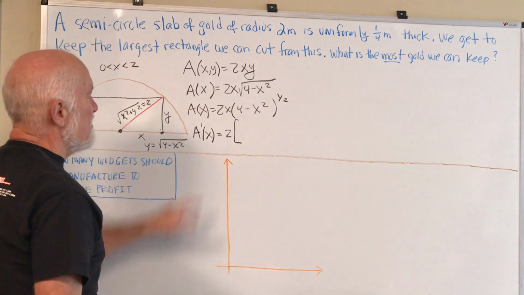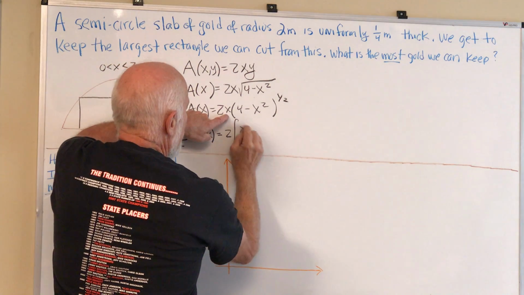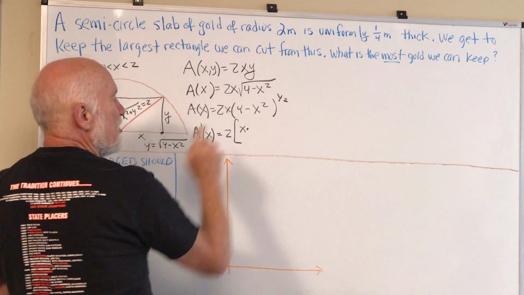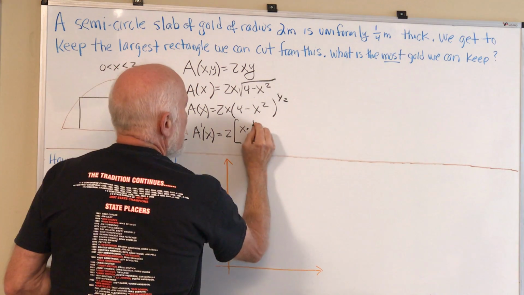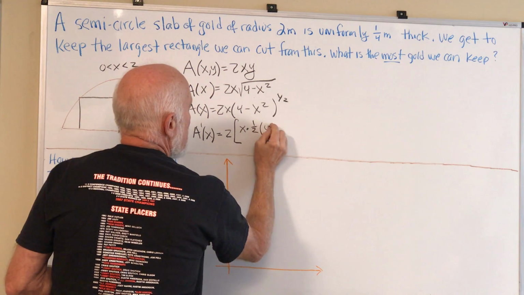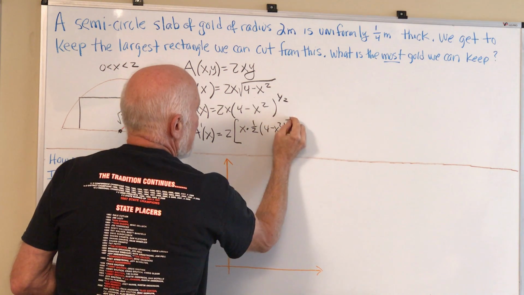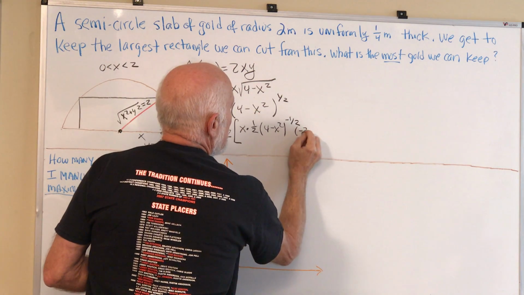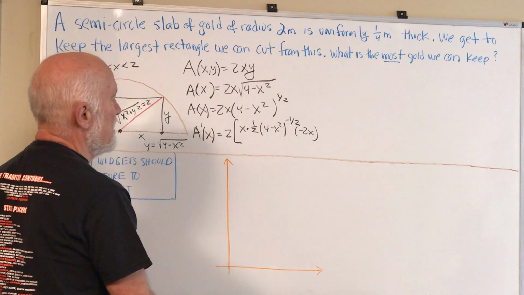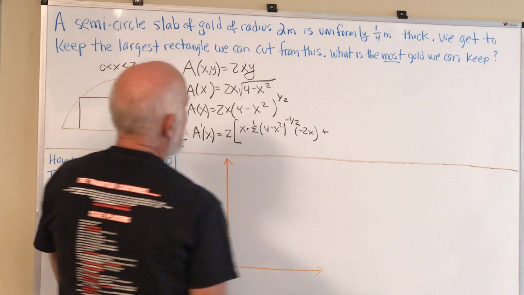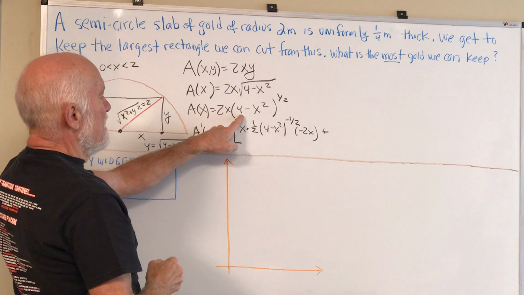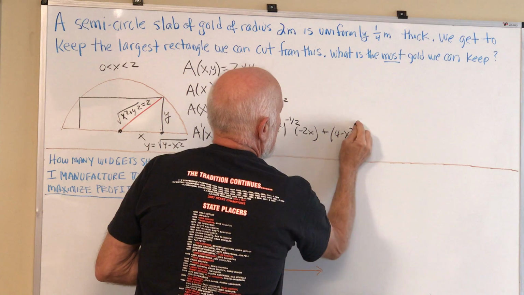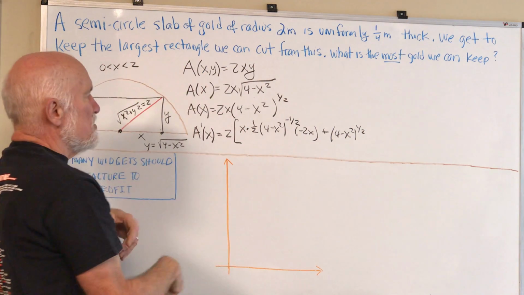I like to take my constants out front. So I have the first function times the derivative of the second. I have to use the chain rule here. A lot of good practice in these problems. 1/2 times 4 minus x squared to the negative 1/2, but then times the derivative of this inside function, which is negative 2x, plus the second function, 4 minus x squared to the 1/2, times the derivative of x, which is just 1.